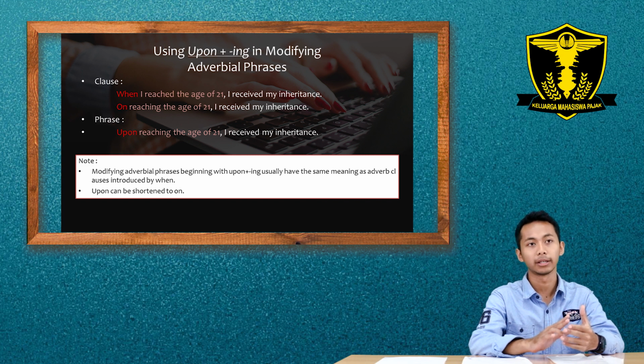Upon can be shortened to on. So upon is the same as on, but the standard for adverb phrases is that we use upon.